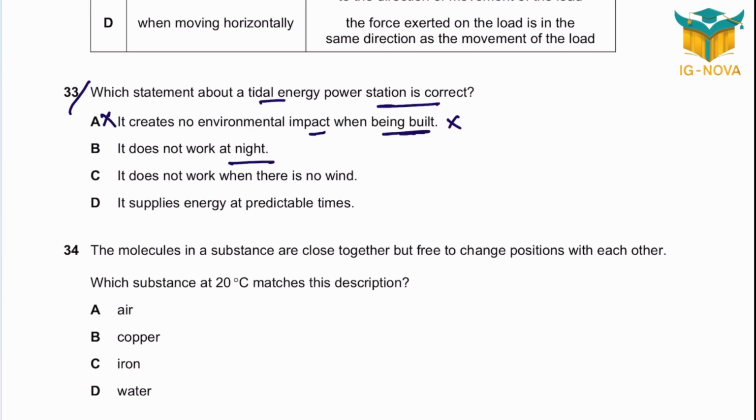It doesn't work at night. No, it doesn't work at night. It's solar, not tidal. It doesn't work when there is no wind. It's not a wind station. It supplies energy at predictable times. Yeah, because it's a measurable timing for the motion, the rotation of the moon itself. It's calculated already. It's astronomy. So D is the correct option.